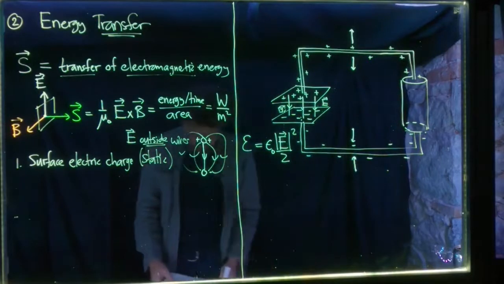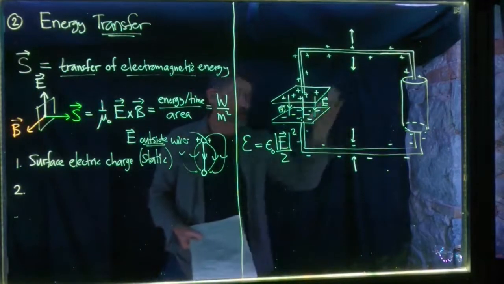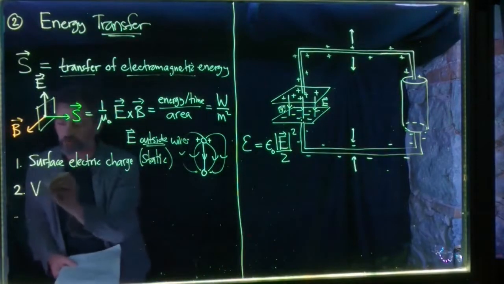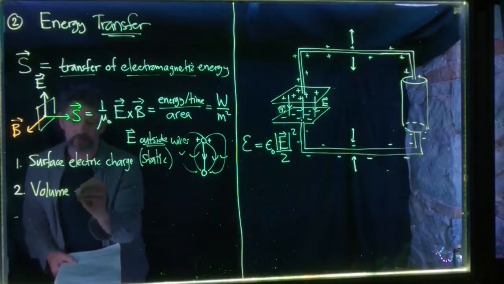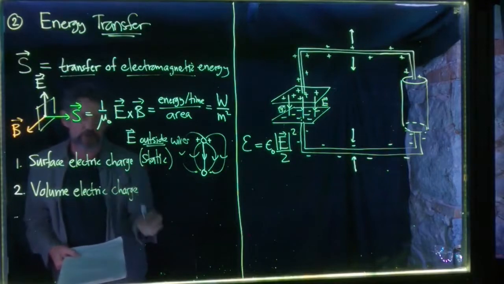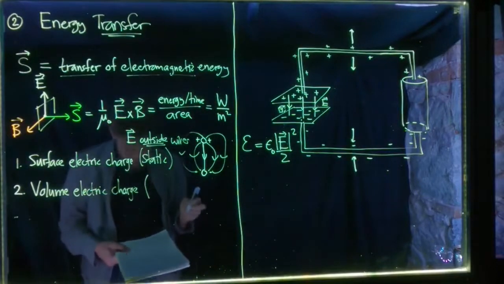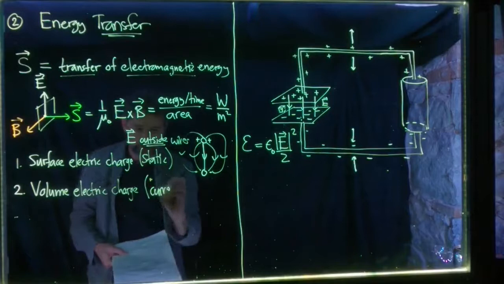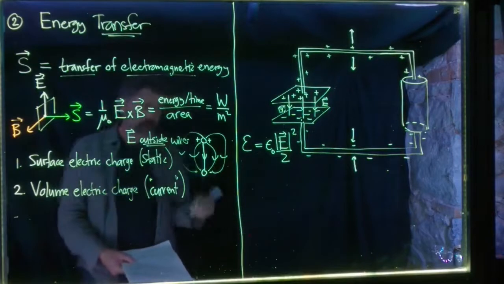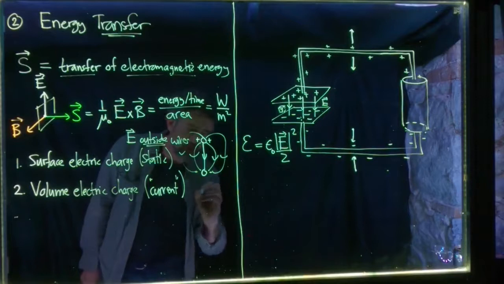Okay, so as soon as we connect this resistor and complete the circuit, there is now a flow of current, which is really, instead of surface electric charge, a volume electric charge. Okay, and this is actually not static, it's actually steady, it's actually flowing. Okay, so let's say that this is current flow.